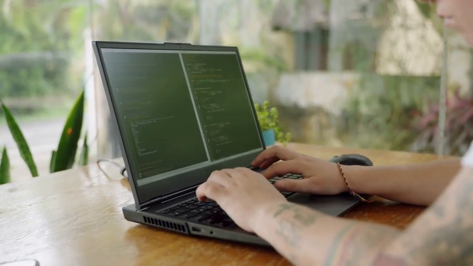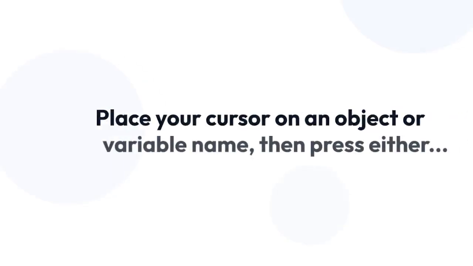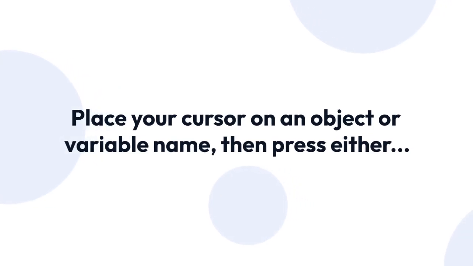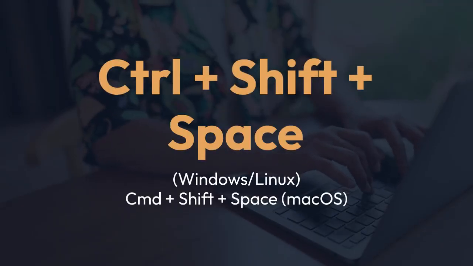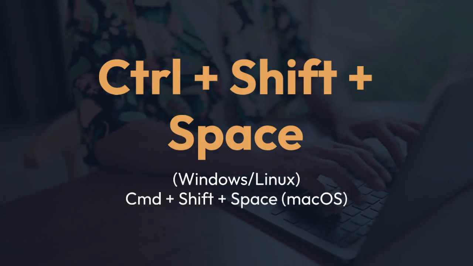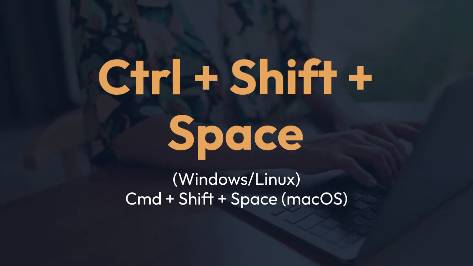The first step is triggering the method list. This is typically done by placing your cursor on an object or variable name, and then pressing either Ctrl+Shift+Space on Windows/Linux, or Cmd+Shift+Space on macOS. Visual Studio Code will then intelligently analyze your code and display a pop-up window containing a list of applicable methods.